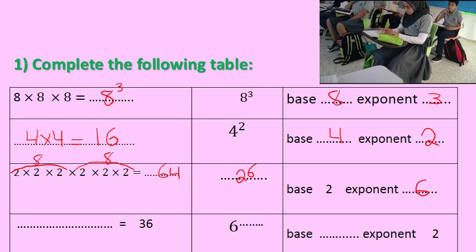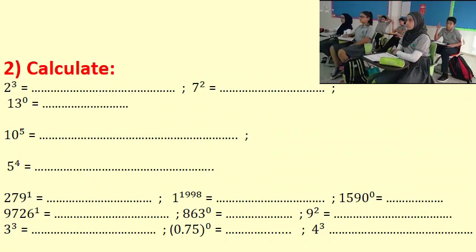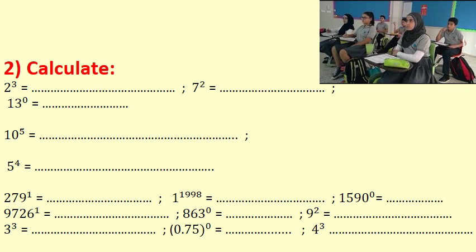Now, Muhammad. We have two numbers multiplied together that will give me 36. If we look at the second box, it's 6 to the power 2. So what are the two numbers multiplied together? It is 6 times 6. What's the base, Muhammad? The base is 6 and the exponent is 2. Now, exercise number 2, we should calculate the following powers.